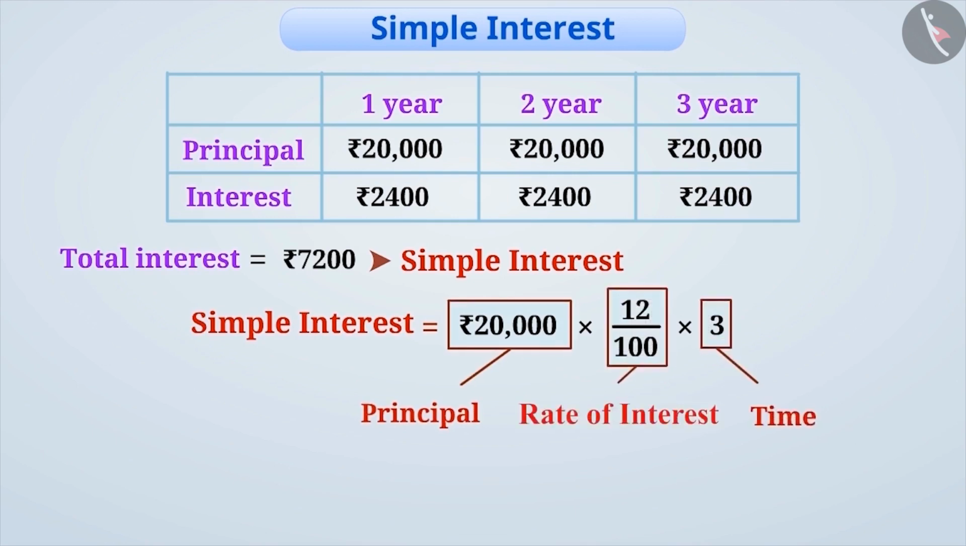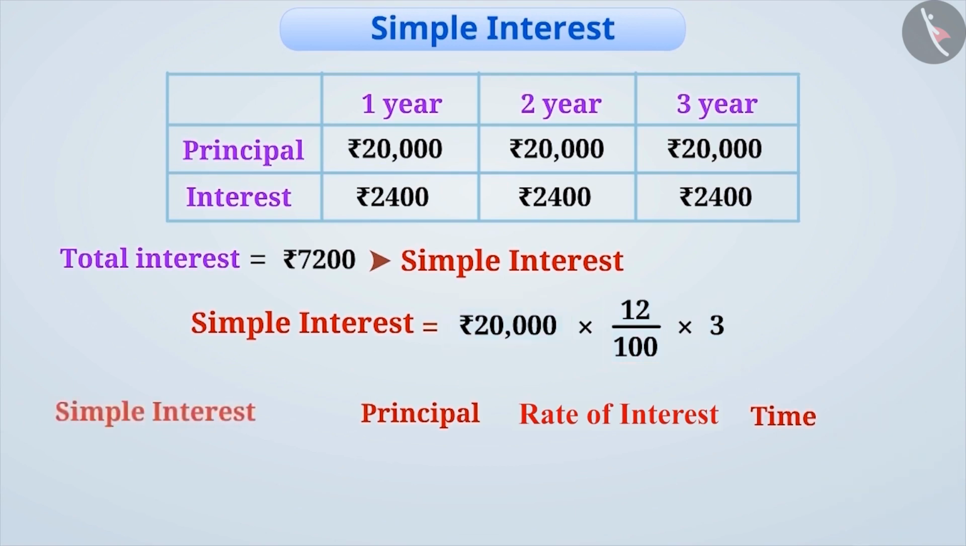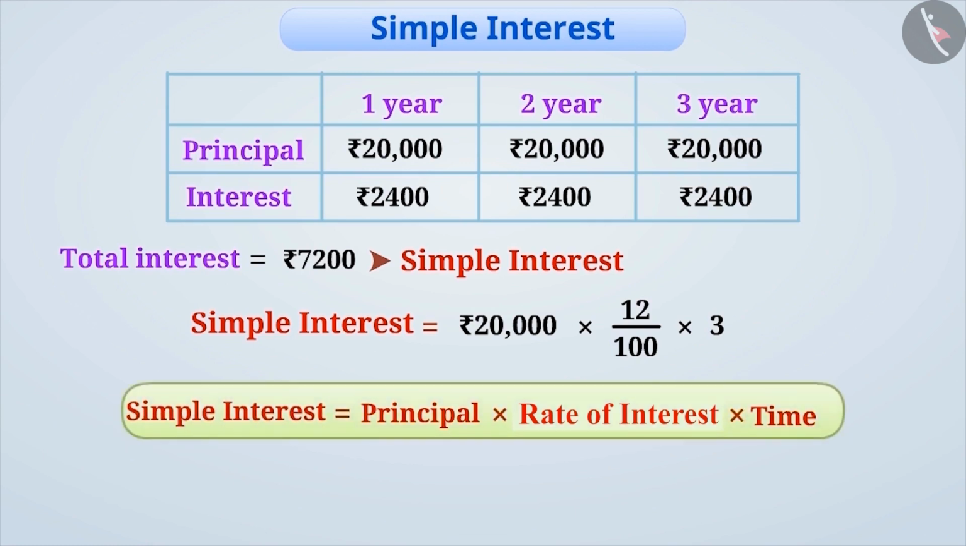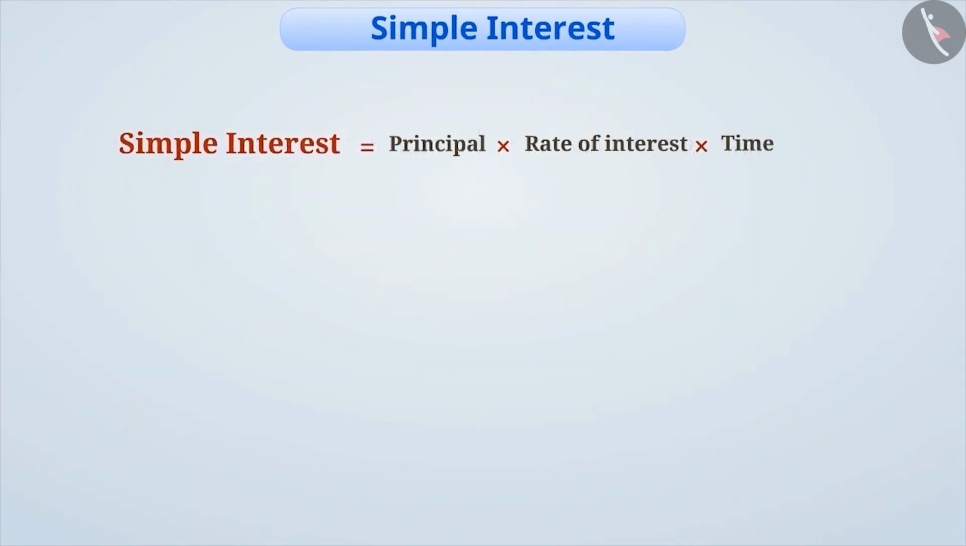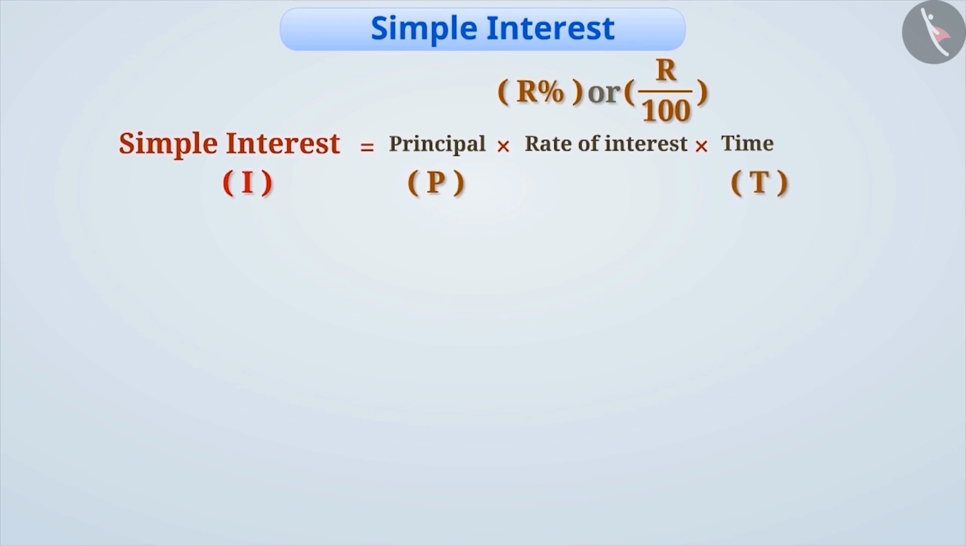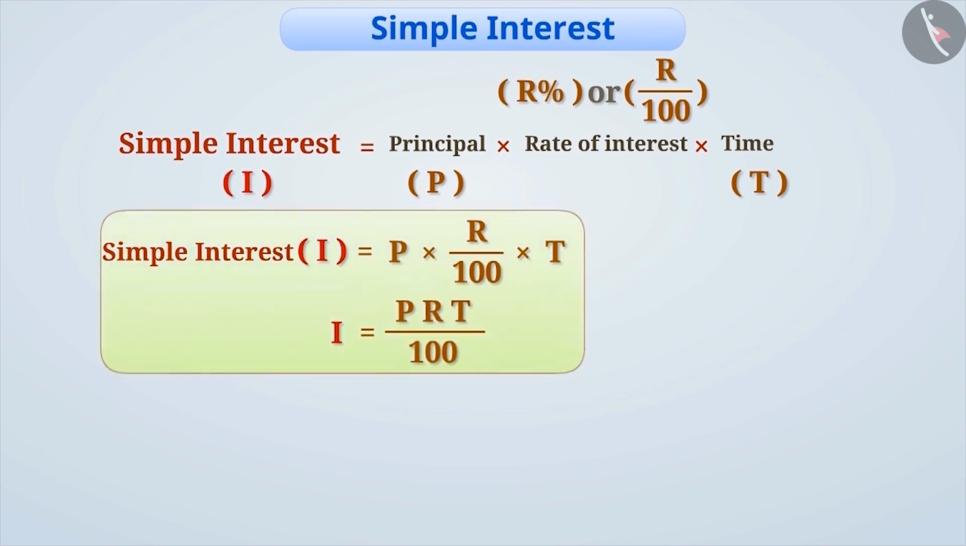Can you formulate an expression for calculating simple interest? Think for a while. Absolutely right. This will be simple interest is equal to principal into rate of interest into time. If we represent simple interest as I, principal with P, rate of interest with R% or R by 100, and time with T, then we can write the formula to calculate simple interest, that is, I is equal to P into R by 100 into T, or PRT by 100.